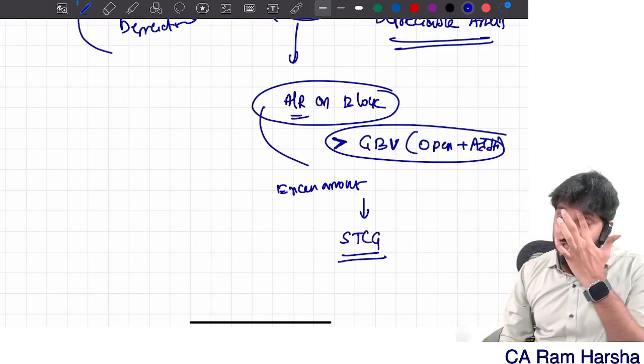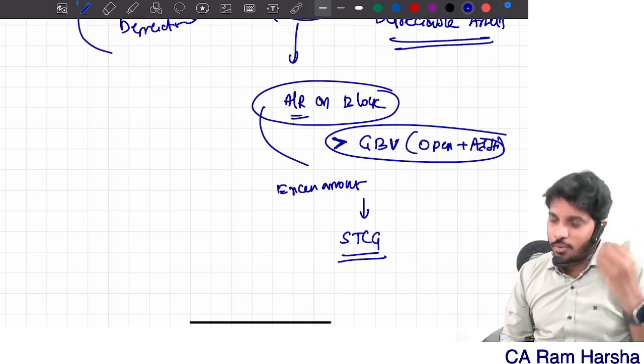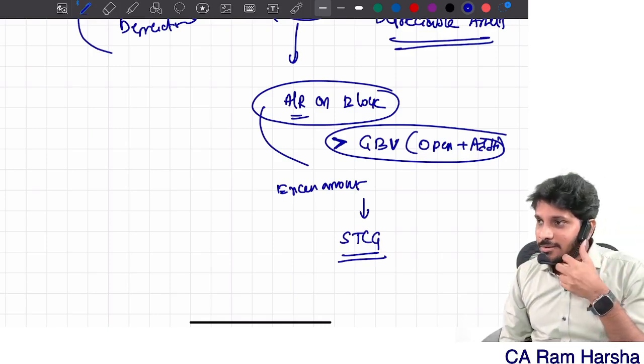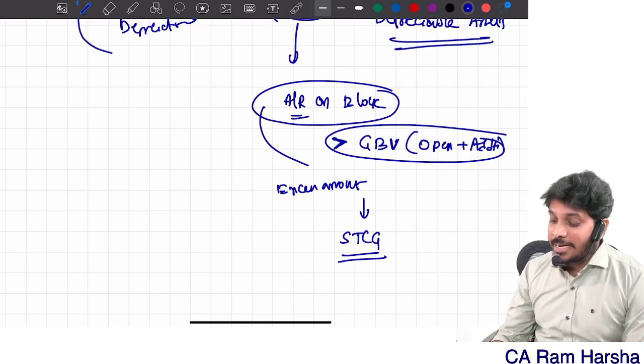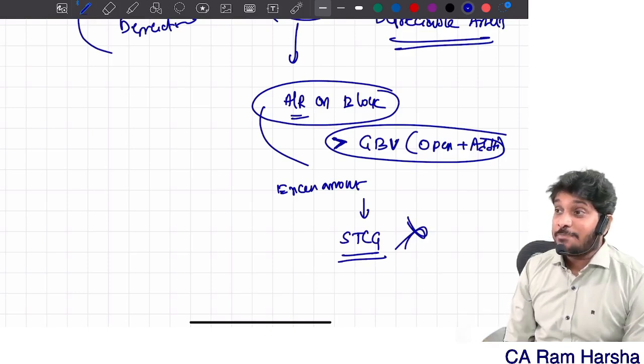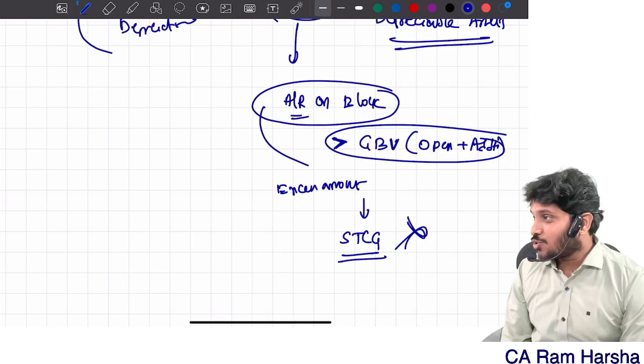What is the tax rate for short-term capital gain? 111A might apply. No, wrong. 111A is only for listed shares.